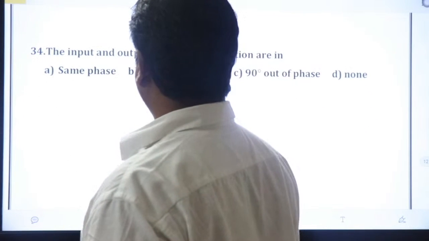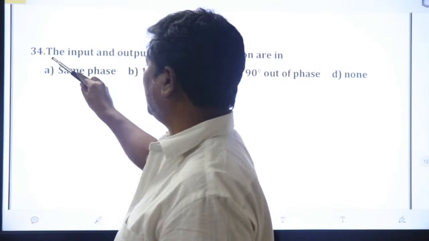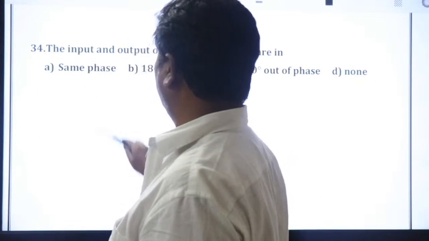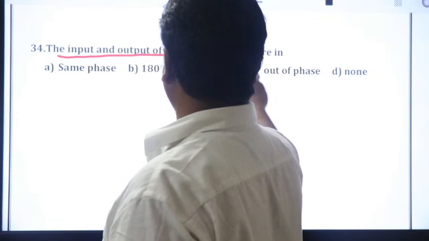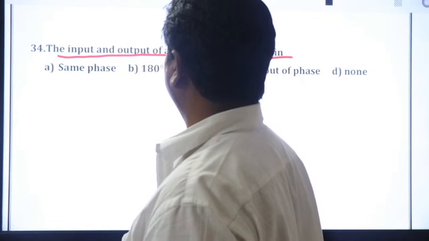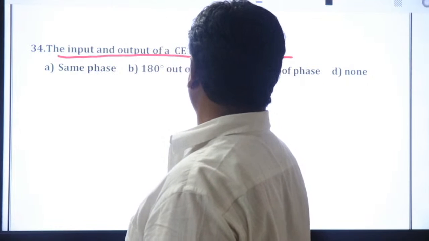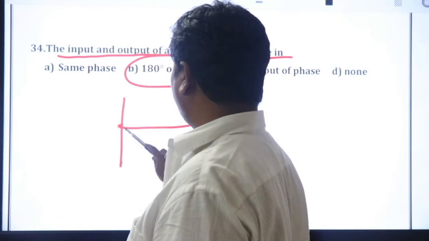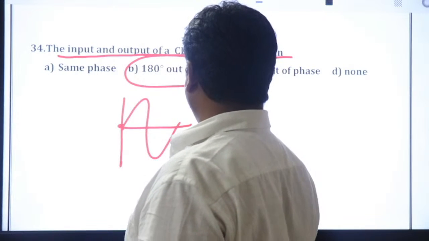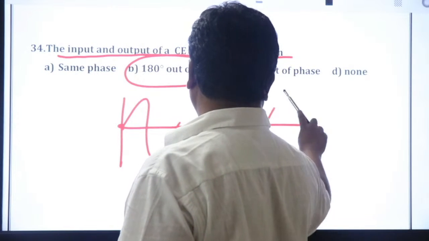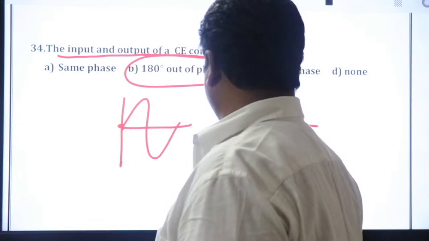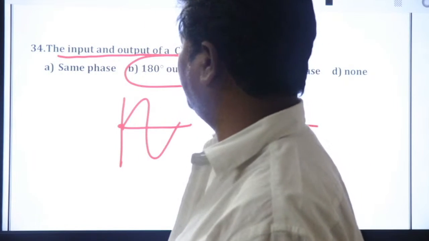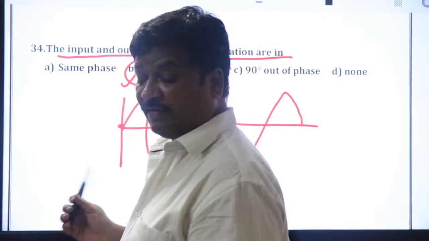The input and output of a CE configuration are 180 degrees out of phase. The input signal is like this for the common emitter configuration. The output will have the signal like this, which is a 180 degree phase shift. Input and output will have a 180 degree phase shift. I think you know very well. Is it or not?